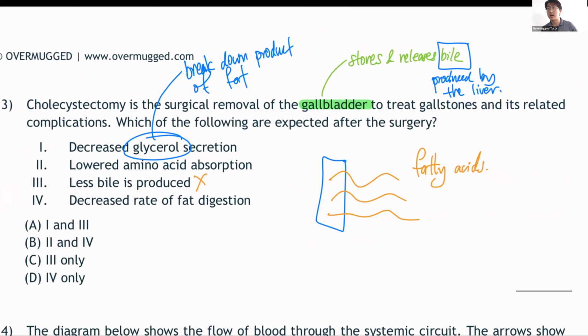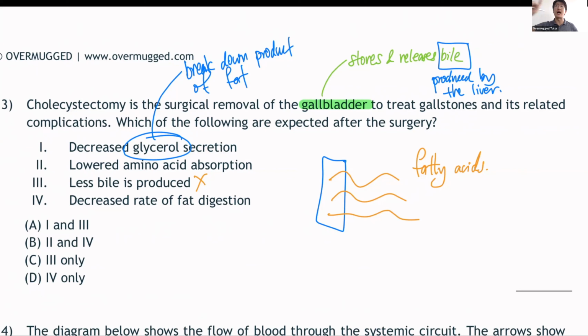Why? I'm talking about glycerol secretion, right? So if we remove the word secretion, there will be less glycerol in the body. Okay, do you know why? So if they have been given that more bile, then the fat will be broken down smaller, and then it is not affecting the digestive cells anymore. Wonderful. Thank you, Kaylin. You got it.